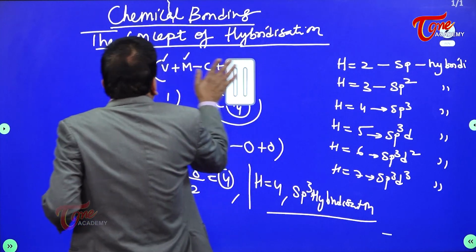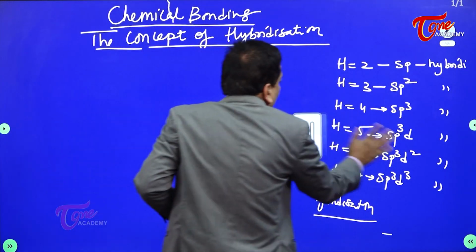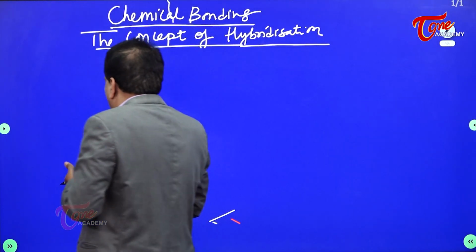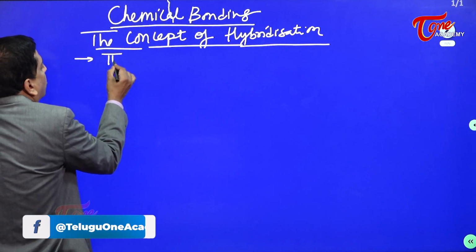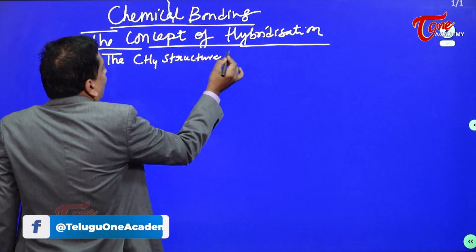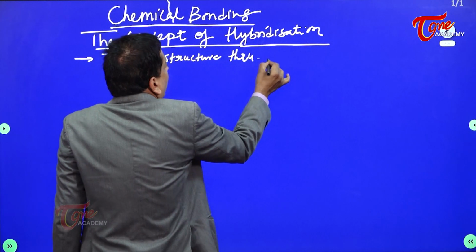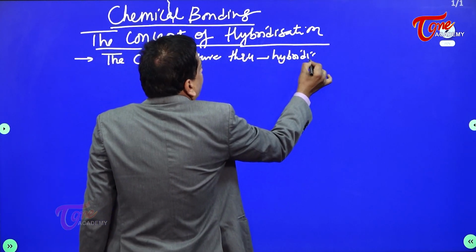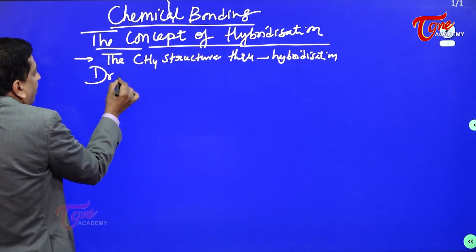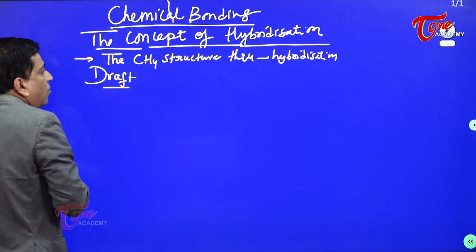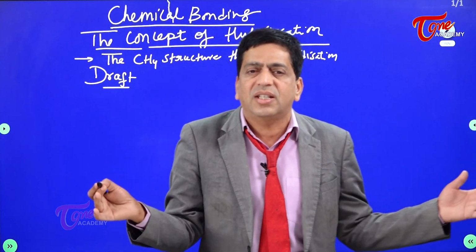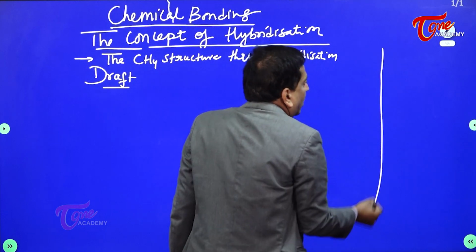Let's go and check out methane. Now methane is fixed to be sp3 hybridization. So why delay? The methane structure through hybridization. So I write the draft. Here is the draft. I have fixed the carbon undergoing sp3 hybridization. It is fixed, right? So if it is not fixed, check it out again.